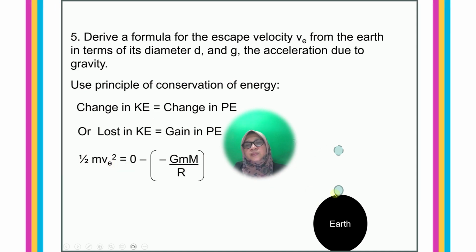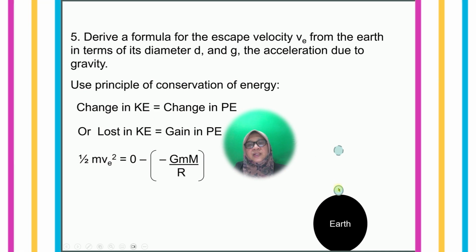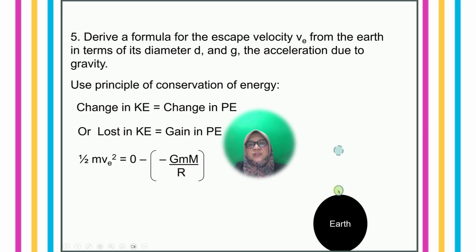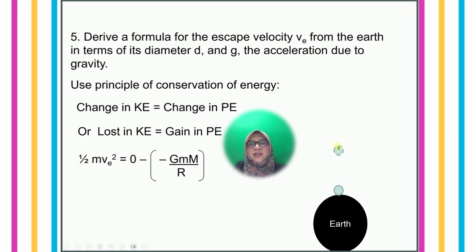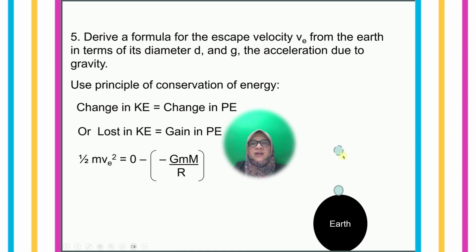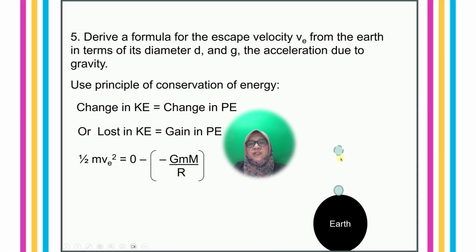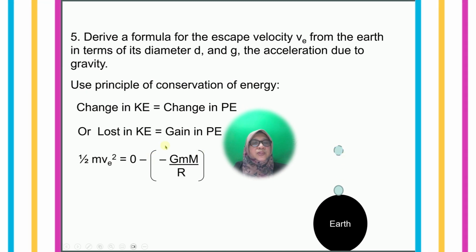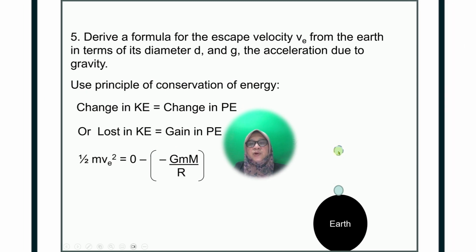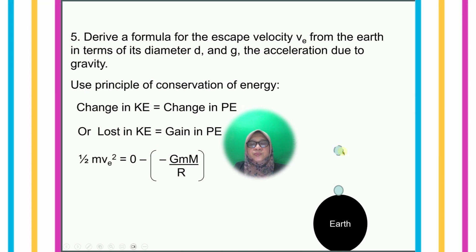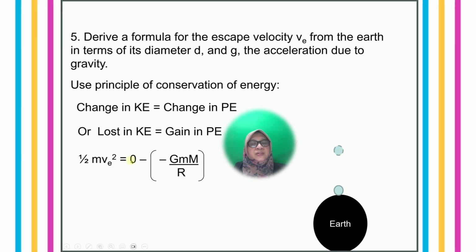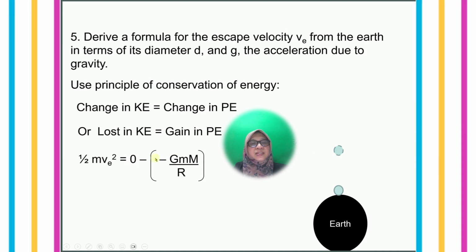Okay, so the object here will be launched with escape velocity, so that it manages to be at somewhere here. It can manage to release itself from the gravitational pull of the Earth, right? Okay, so now the gain in potential energy. When the object is at somewhere here, where it managed to free itself from the gravitational pull, the gravitational potential energy there will be 0.